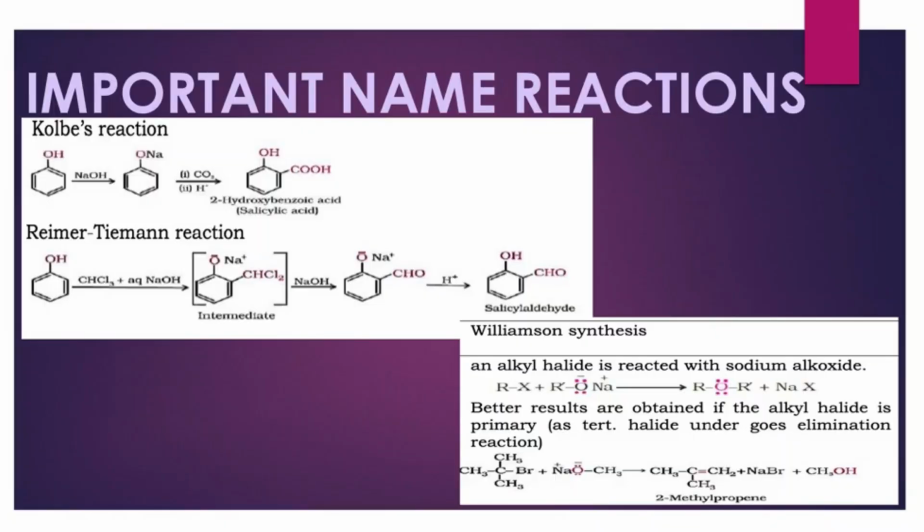The important name reactions from this chapter are, first one, Kolbe's reaction, second one, Reimer-Tiemann reaction, third one, Williamson synthesis. In Kolbe's reaction, phenol is converted to salicylic acid. In Reimer-Tiemann reaction, phenol is converted to salicylaldehyde, and in Williamson synthesis, we prepare ether. Generally, symmetrical or unsymmetrical ethers can be prepared through this method.